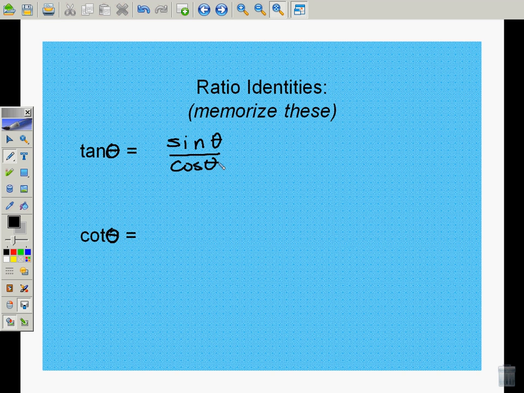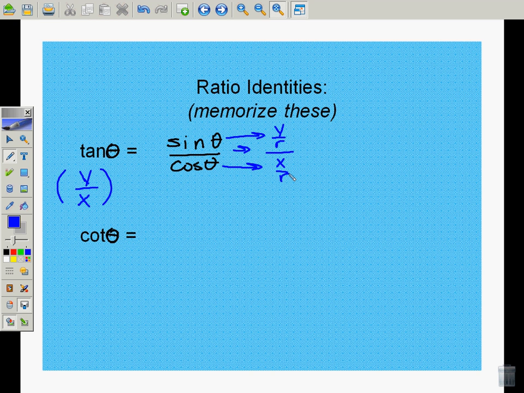Look at how this happens. We're going to recall right here, tangent theta was equal to what? Y over x, right? And so this is what we're going to try to get to. So let's see how this works. Sine theta, which we know is y over r, over cosine theta, so this is y over r, and cosine theta is going to be x over r.